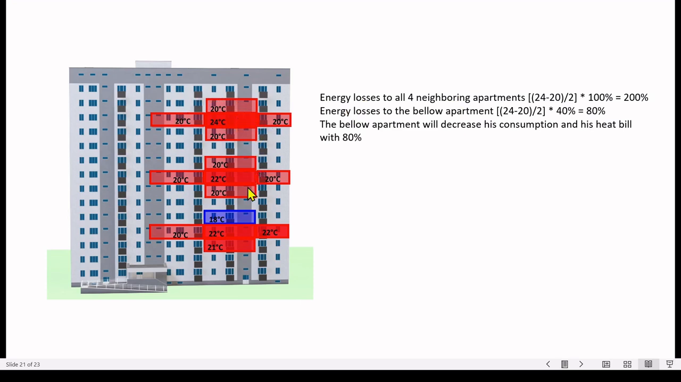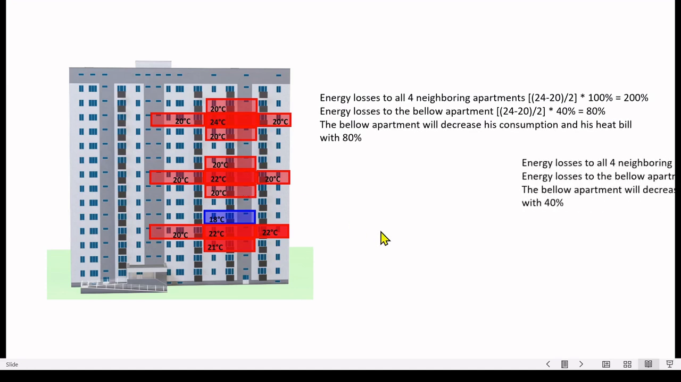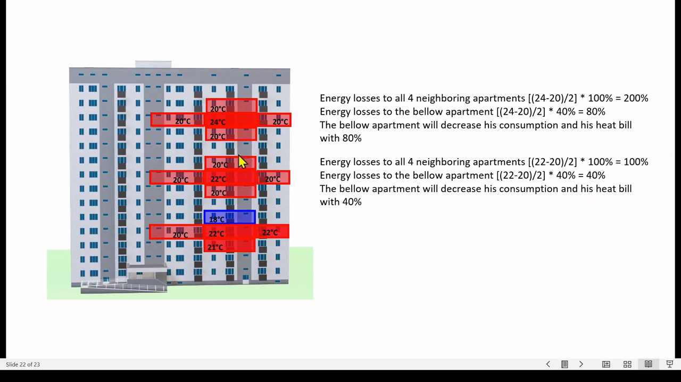In this situation, when we have only 22 degrees and the surrounding has 20 degrees, energy loss for all four neighboring apartments, the formula is 22 minus 20 divided by 2, which means 100%. And energy losses to the below apartment is 40%, which means that this apartment will pay 40% less, and the energy will come from this apartment. Also, in this situation, this apartment bill will decrease by 80% because we'll take energy from this one.